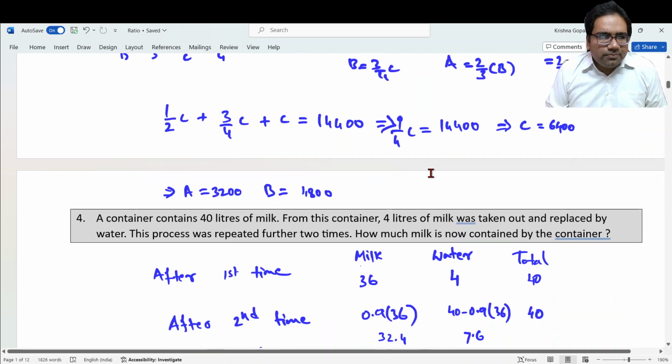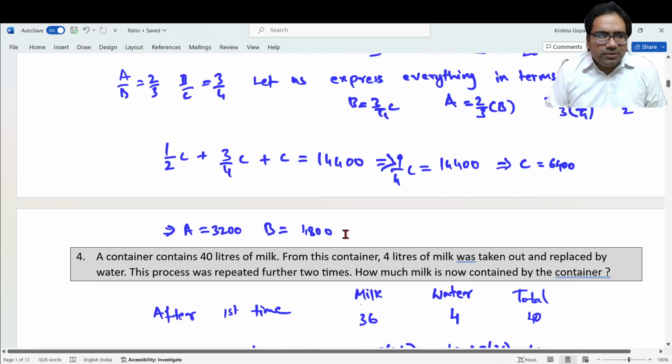Let's take another problem. A container contains 40 liters of milk. From this container, 4 liters of milk was taken out and replaced by water. This process was repeated 2 more times. How much milk is now contained by the container? 40 liters was there, and then you removed 4 liters and put in water. Whatever is left, again you removed 4 liters and put water, and again 4 liters you remove from that mixture and put water again. This is an interesting problem. Don't get confused. We'll write it like this simply.